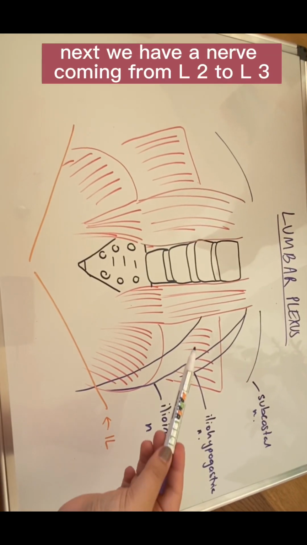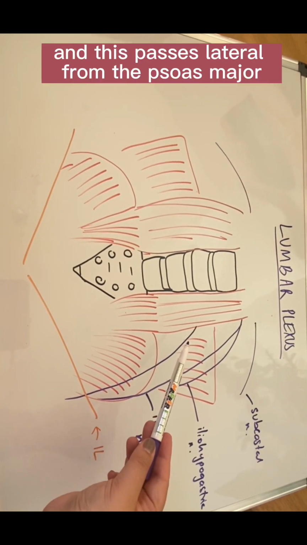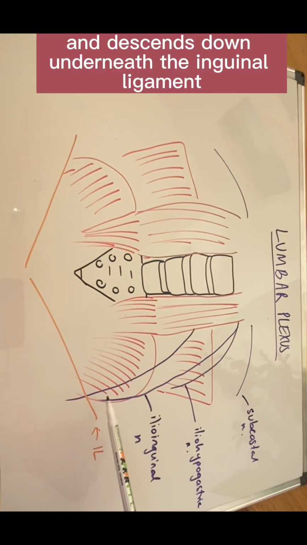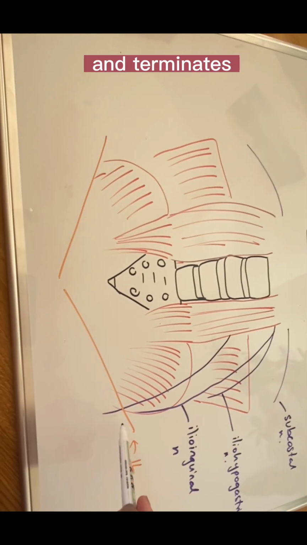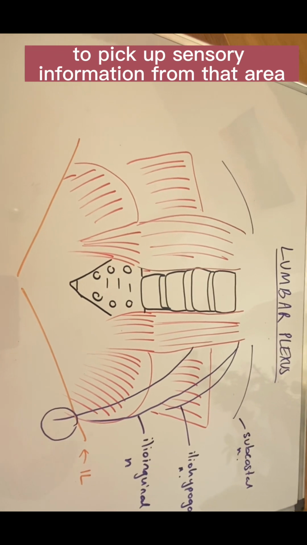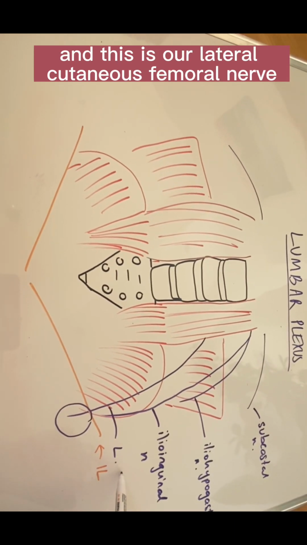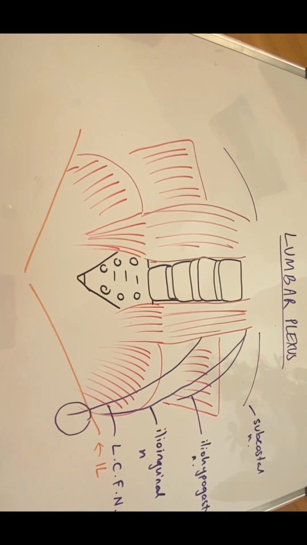Next, we have a nerve coming from L2 to L3, and this passes lateral from the psoas major and descends down underneath the inguinal ligament and terminates at the lateral aspect of the femoral triangle to pick up sensory information from that area. And this is our lateral cutaneous femoral nerve.